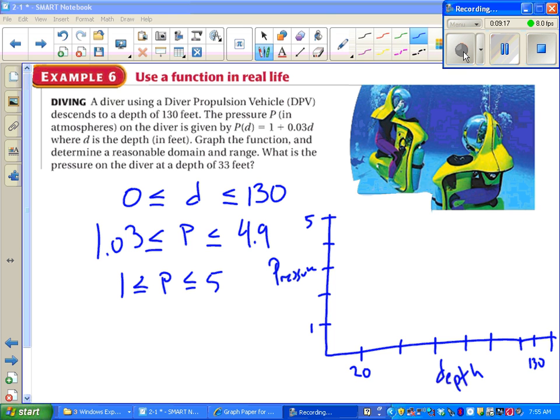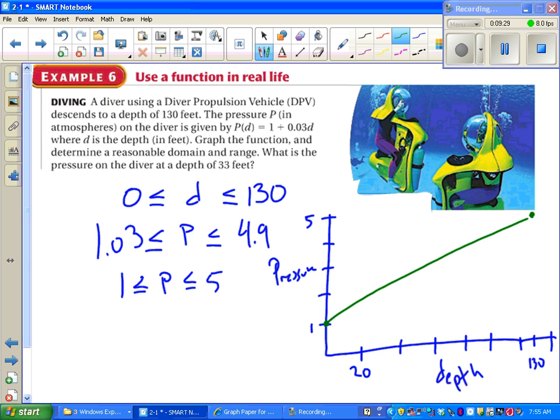This also gives us a couple of points we can plot. Plug in 0, we got something really close to 1. So I can plot that point. Plugged in 130, we got something really close to 5. So I can plot that point. Since this is a linear equation, I can just draw a line to connect.